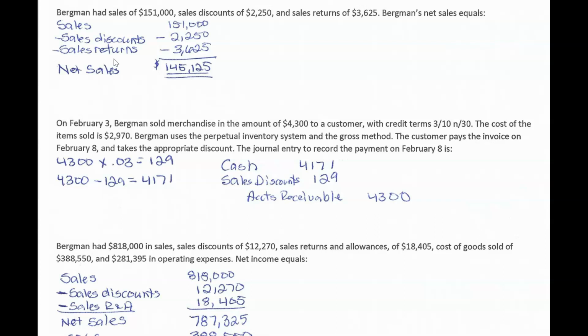Take 3% of the $4,300, that's $129. Subtract the $129 from the $4,300, and that's $4,171. That is the amount that the customer is going to actually give us. So we debit cash, the $4,171, debit sales discounts, the $129, and then credit accounts receivable, the full $4,300.